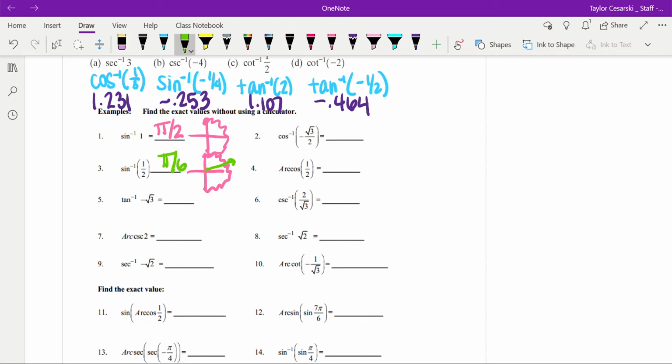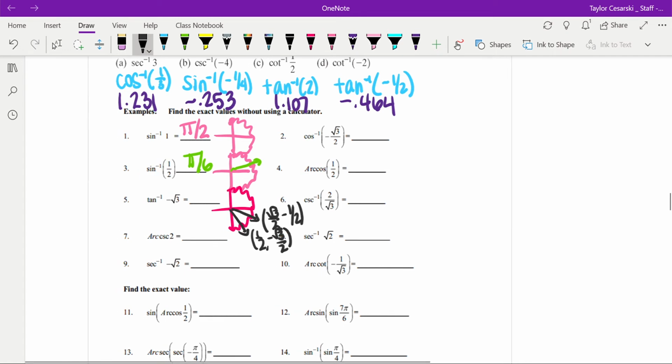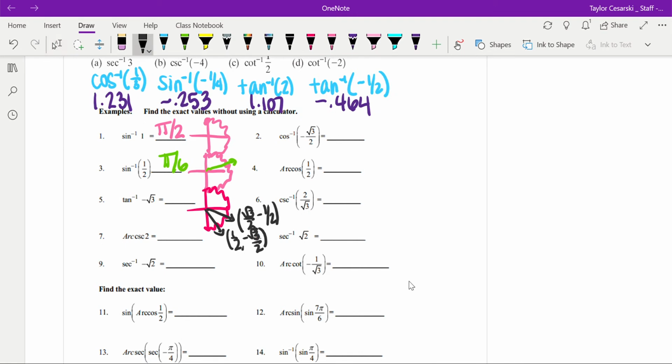All right, this one's a little bit more complicated. It says tangent inverse of negative square root of 3. I think we actually did this one too already. So tangent inverse, those restrictions are negative pi over 2 to pi over 2, but we don't include those two endpoints. So I know I have to be in quadrant 4 because it's negative, okay? And you have to divide sine and cosine. So square root of 3 over 2, negative 1/2, and 1/2 negative square root of 3 over 2. So I'm going to use this guy down here, okay?